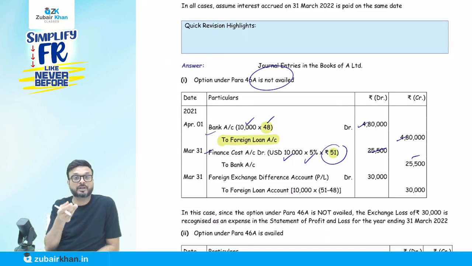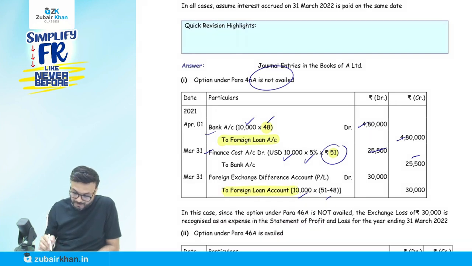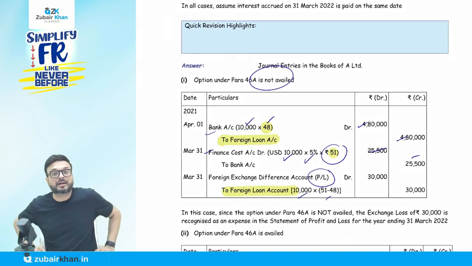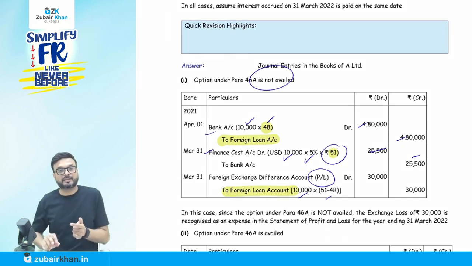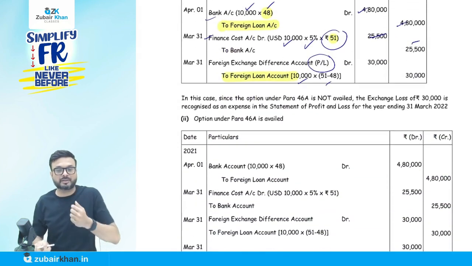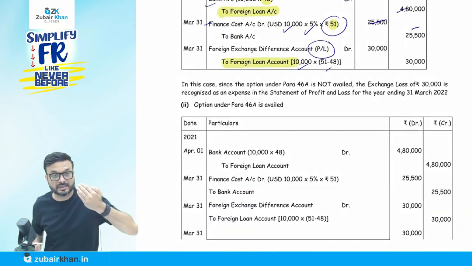But what about the loan? The loan which I was liable to pay at the rate of 48, not 51. So the exchange loss is 3. So 10,000 multiplied by 3: the P&L account will be debited and the loan account credited by 30,000. So it will go to the P&L account. But we have the option, if we avail paragraph 46A, to adjust it in PPE. The same thing, but here the exchange loss we adjust in PPE.